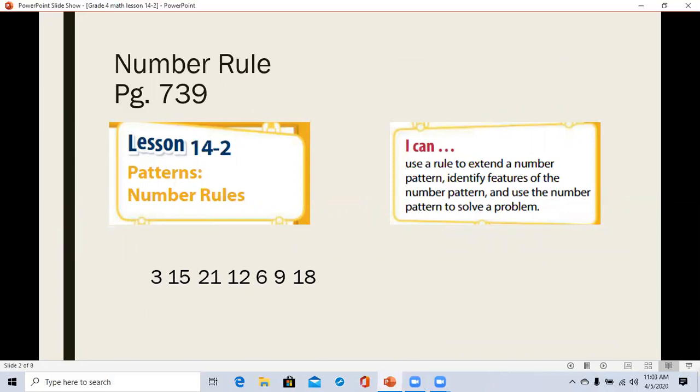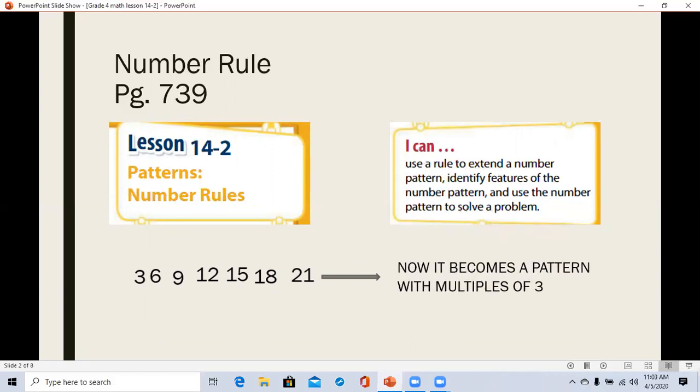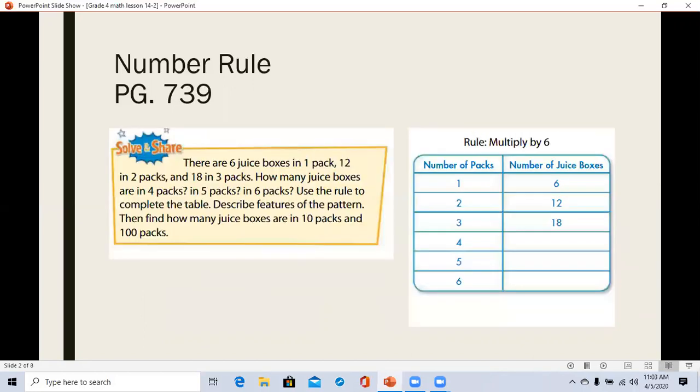Let's take a look at this number pattern: 3, 15, 21, 12, 6, 9, and 18. This is not a number pattern. Why? Because the numbers are random. They do not make sense, in the sense that a pattern like 1, 2, 3, 4, 5 or 2, 4, 6, 8, 10 does. But if we rearrange these numbers, 3, 6, 9, 12, 15, 18, and 21, this now becomes a pattern with the multiples of 3.